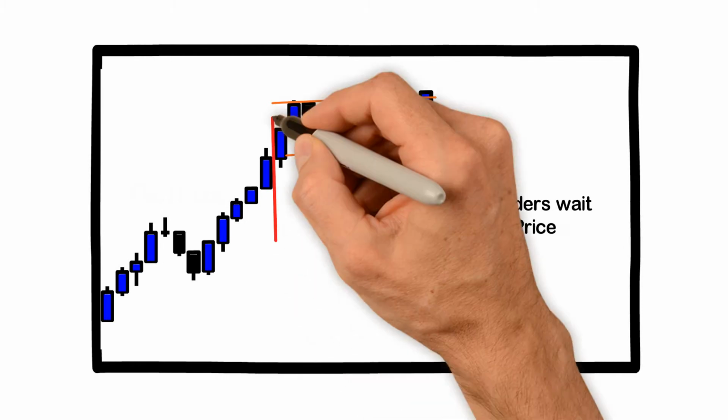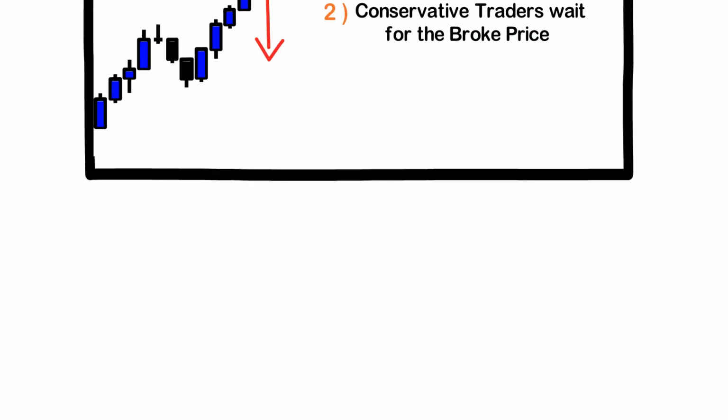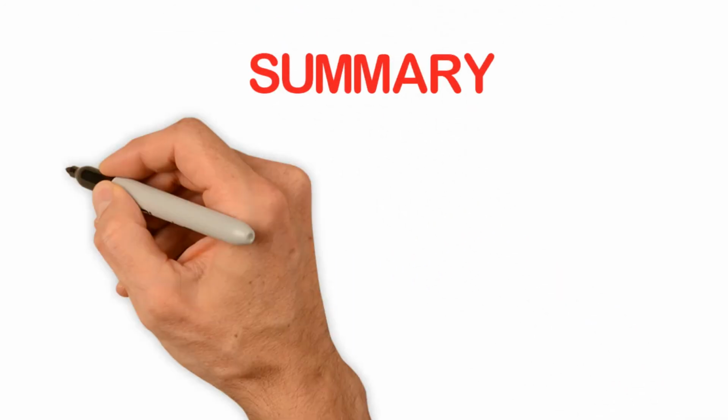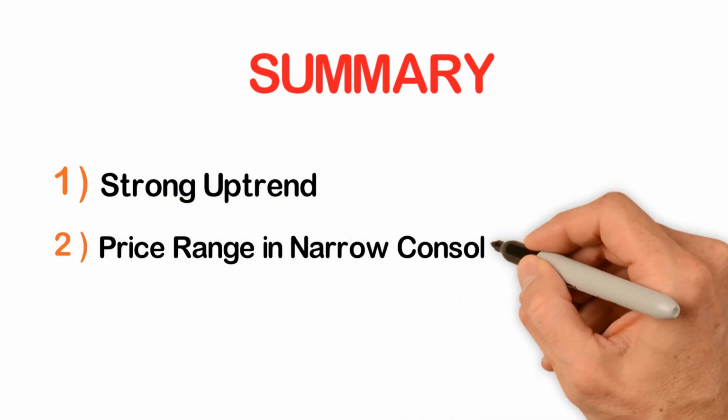The price target of this formation would be the height of the flagpole measured up from the bottom of the flag. Summary: 1. Strong uptrend. 2. Price range in narrow consolidation phase.